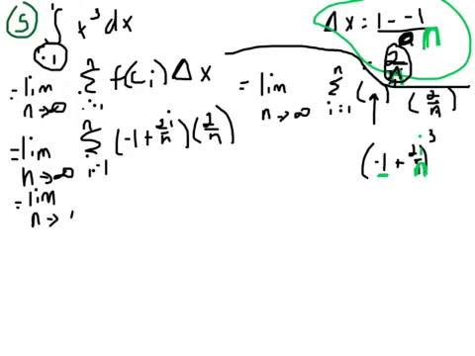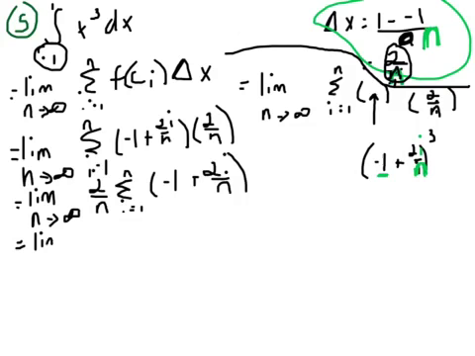I can pull that 2 over n out front and then put my sum, because n is a constant. It's going to go to infinity. If you remember what usually happens, a lot of that stuff usually cancels out. So I got 2i over n. Now, this gets kind of confusing, so I'm going to split it up into separate little, I'm going to do limit as n approaches infinity.